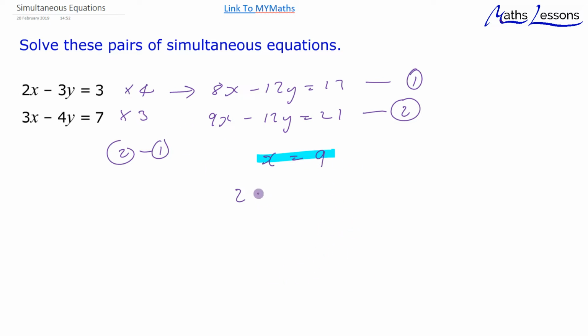So x equals 9, so 2 times 9 minus 3y equals 3. And then we get 18 minus 3y equals 3. So take 3 away from 18 and I get 15. Add the 3y to the other side, I get 3y. And then we get y equals 5.